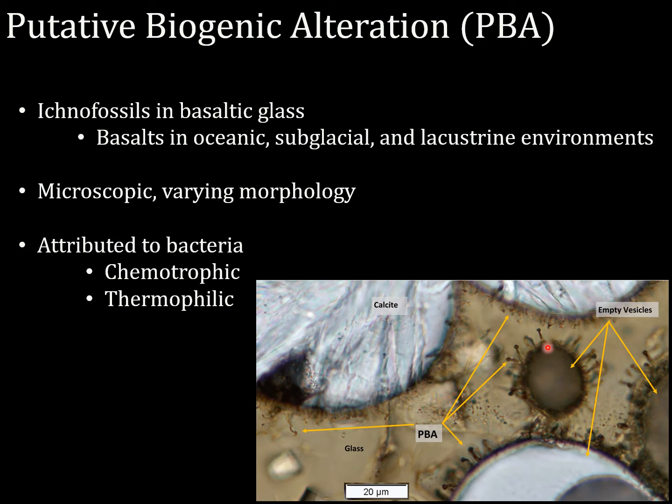And these are microscopic. The scale bar in the picture in the lower right says 20 micrometers, so you can see that the textures that are emanating from the vesicles are probably about 5 to 10 micrometers long. They're quite small. And they are attributed to bacteria. That has been studied. You may think perhaps archaea, but bacteria was a better match for what DNA has been found in association with these.